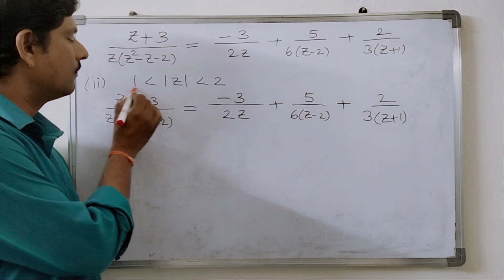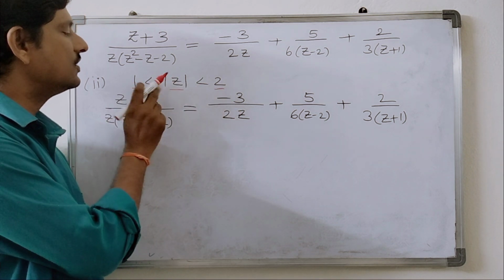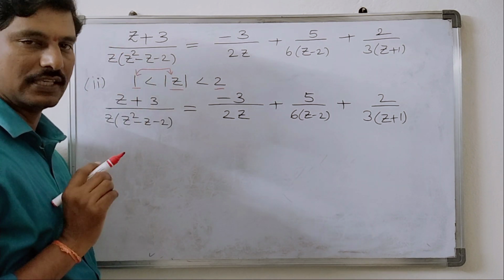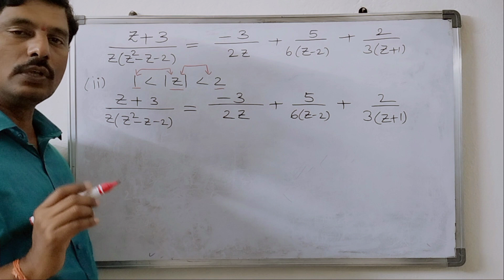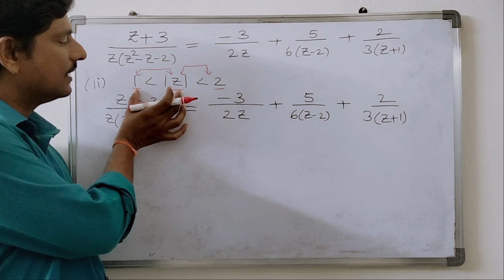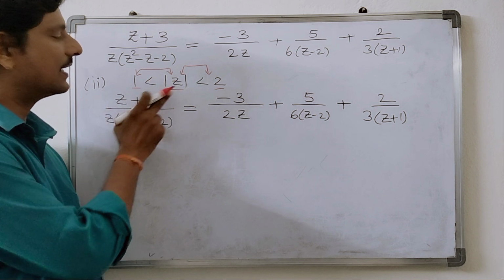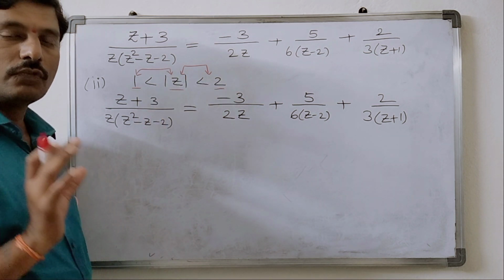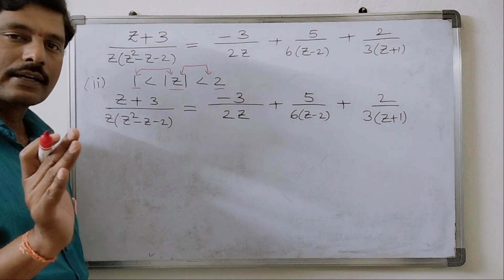So see, here the region is 1 less than modulus of z less than 2. If we observe, 1 less than z, which is greater in this region? Right, z is greater. Clear? And modulus of z less than 2, which is greater? 2 is greater. Okay, so for 1 less than modulus of z, z is greater than 1. Okay, 1 less than z means z greater than 1. And z less than 2 means 2 greater than z. So first observe which is greater, either z or the constant value.